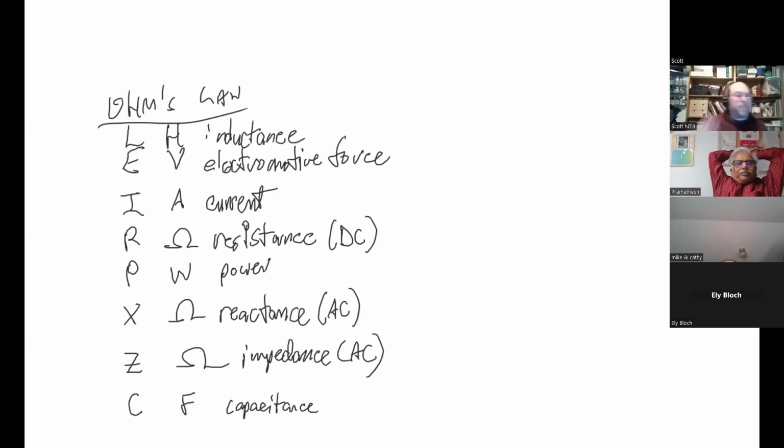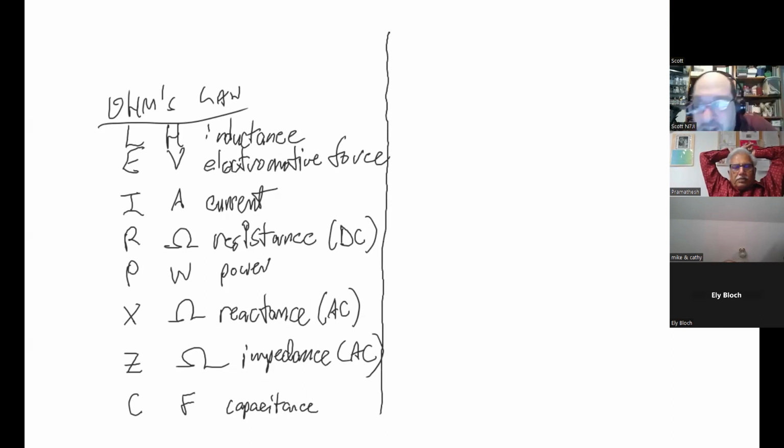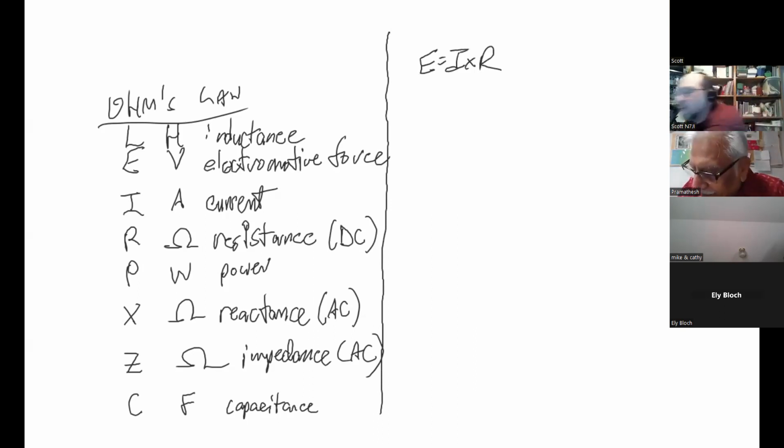Okay. So there we go. There's our basic units that we're going to be using when we deal with Ohm's law. And I think what I'm going to do here is just put a line over here. I'm going to work on the right-hand side. Okay, so Ohm's law. Ohm's law is E is equal to I times R. That is Ohm's law. Electromotive force is equal to current times resistance.